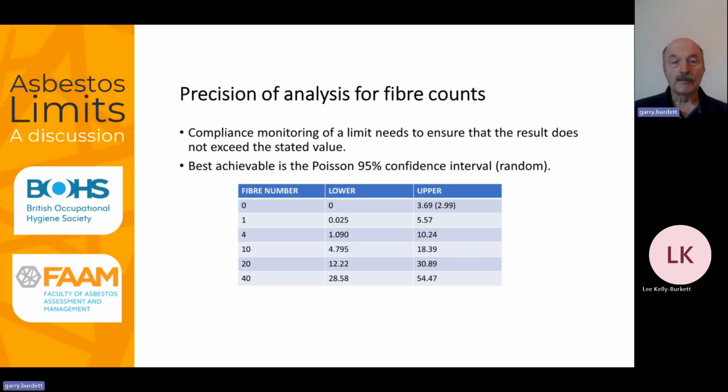Compliance, precision of analysis is really set by the Poisson distribution. The best we can achieve is the Poisson distribution, which is shown here. This varies depending on the fibre count, and you can see a factor of 10 is quite easily available between the upper and lower confidence limits.